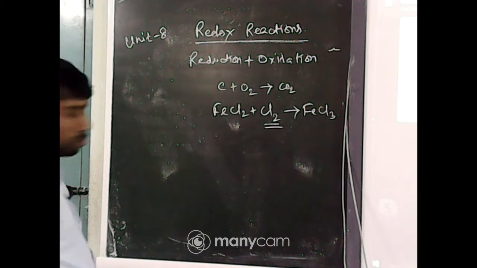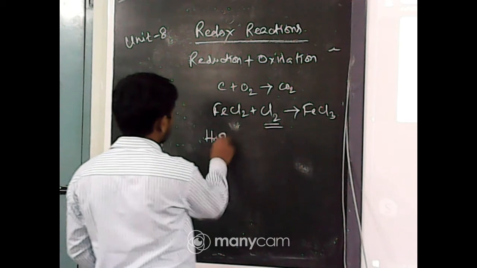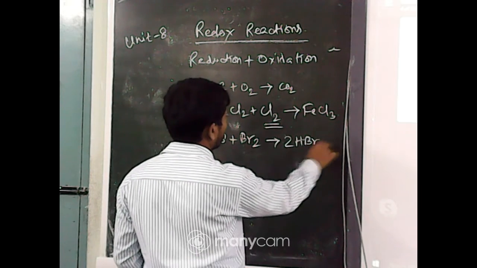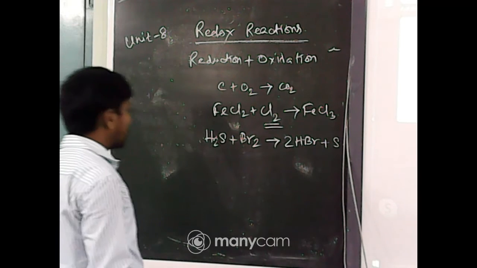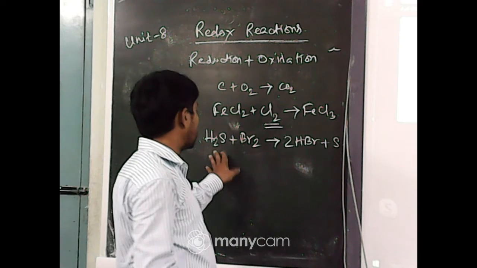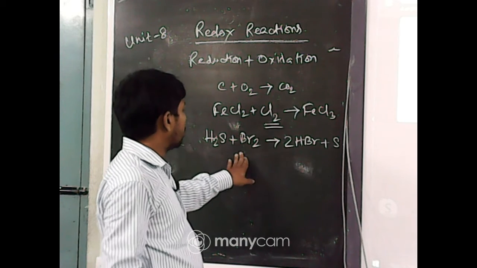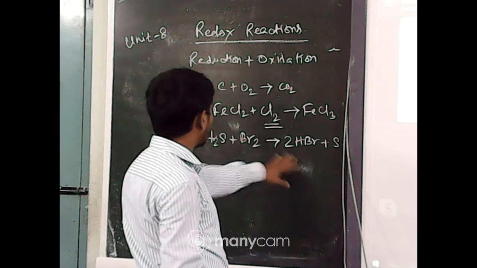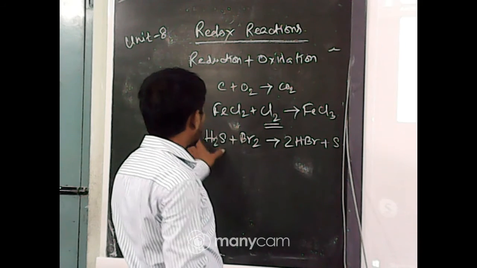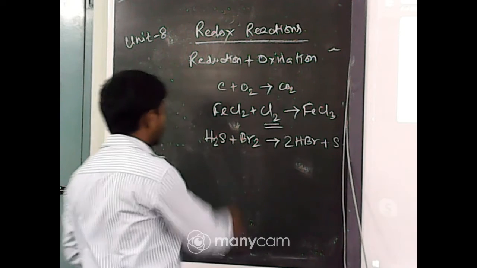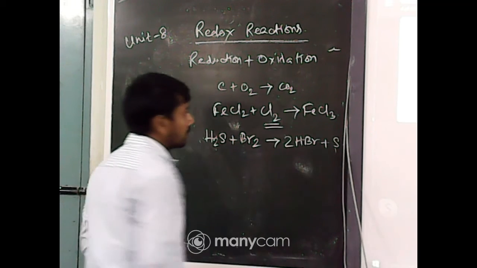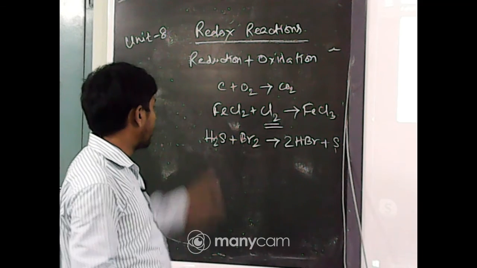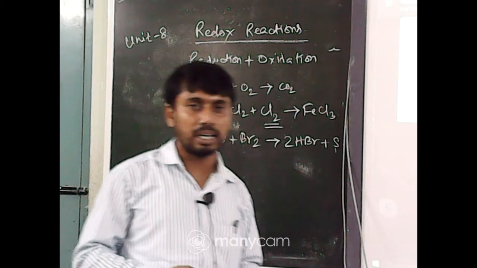H2S plus Br2 forming 2HBr plus S. What happens here? Here hydrogen is added to bromine, that is an electropositive element is added, so it is an example of reduction. But on the other side, from H2S to sulfur, hydrogen is eliminated, so it is also called oxidation, because hydrogen, an electropositive element, is eliminated.